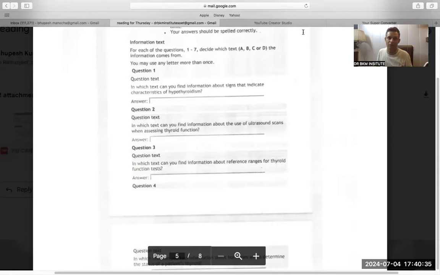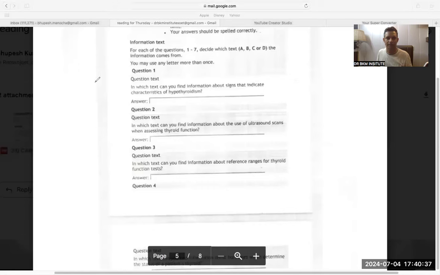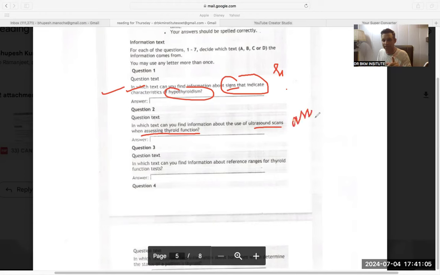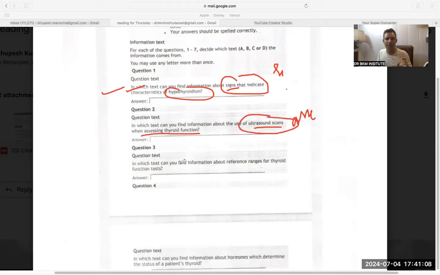So in the exam, what will I do? First of all, I will read questions 1 to 7 all together. Question 1: In which text can you find information about the signs that indicate characteristics of hypothyroidism? So the first question is about symptoms and signs. Always underline signs. Question 2: In which text will you find the information about the use of ultrasound scans when assessing thyroid function? Symptom, signs, assessment, and scan, ultrasound. These are the keywords.